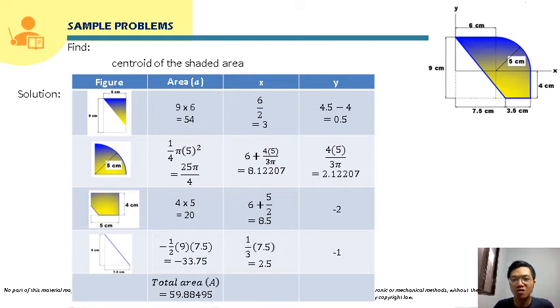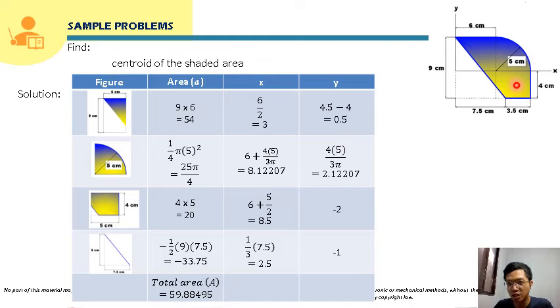Now, for its y-coordinate, the y-coordinate of the centroid of this quarter circle will be this distance. This distance is 4r over 3 pi. So 4r over 3 pi, the radius is 5. Okay, so the y-coordinate will be 2.12207.